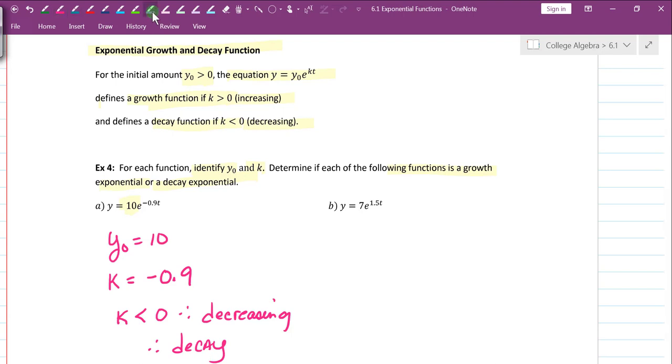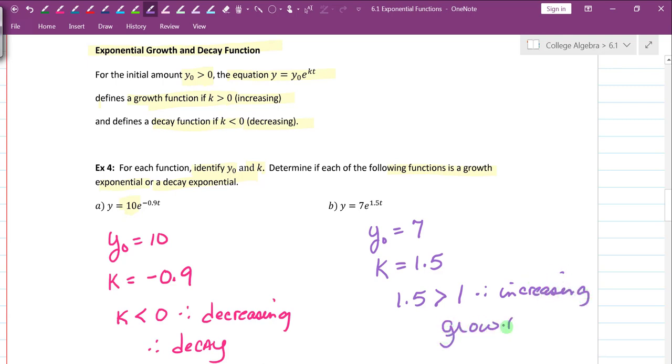Problem B says identify y naught. Remember, y naught is simply the numeric value in front of the e. So that is equal to 7. Next, we want to identify k. K is the numeric value in front of t. So that is 1.5. 1.5 is greater than 0, therefore I have an increasing function. If I have an increasing function, I have growth. That easy, okay? So identify your y naught, identify your k. If your k is negative, it's a decreasing decline. If it's positive, then we have an increasing growth.